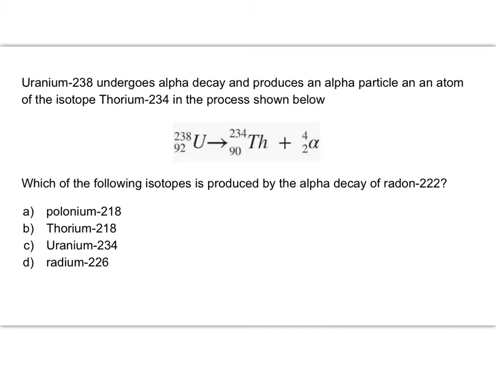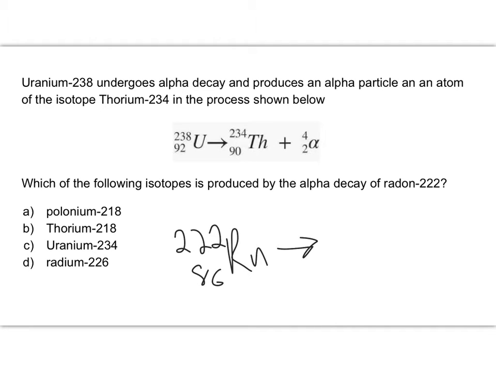Uranium-238 undergoes alpha decay and produces an atom of thorium-234, as shown below. Here's the nuclear equation. Which of the isotopes would be produced by radon-222 when it undergoes alpha decay? So what you want to do here is model using the equation above. So we have radon, which is 222, and you would look up its atomic number, which is 86.